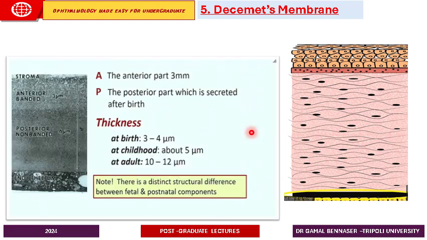Now, the other feature of the Descemet membrane is that it has two components: an intrauterine component, which is the anterior part, mainly around 3 micrometers at birth, and it continues to be secreted and produced. The posterior part is the one which is formed after the delivery. So at birth it is around 3 to 4 microns, at childhood around 5 microns, and at adulthood reaching up to 12 micrometers in thickness. So these are the main features of the Descemet membrane, and it is capable of regeneration.